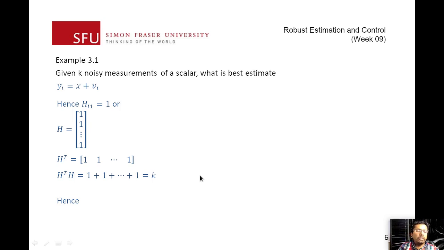Hence, if you calculate the pseudo left inverse, it just becomes 1 over k. And then because H is 1, if you multiply that with y, you just end up with 1 over k and then the sum of all the y's over here. So what that means is we are actually just calculating the average of the system. Essentially, if you're having k measurements of a constant, the best estimate that you have is the average of the measurements.